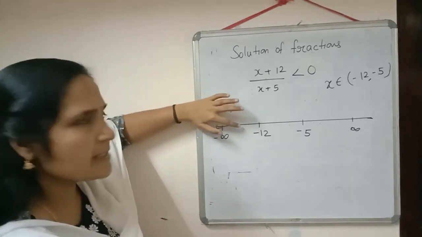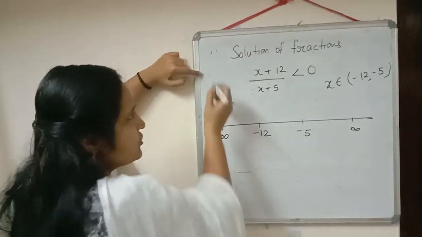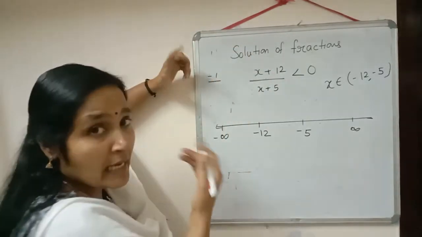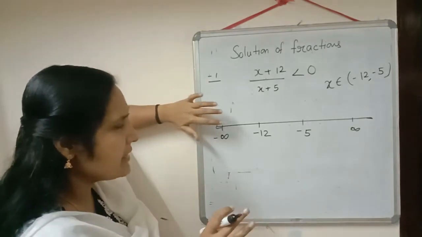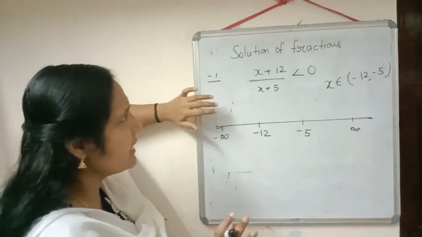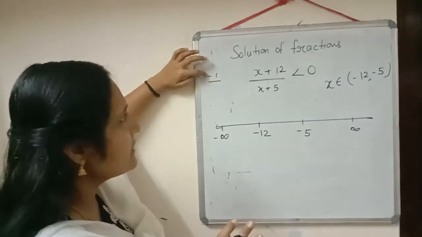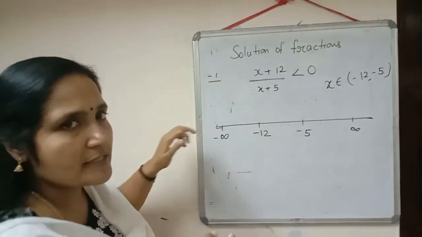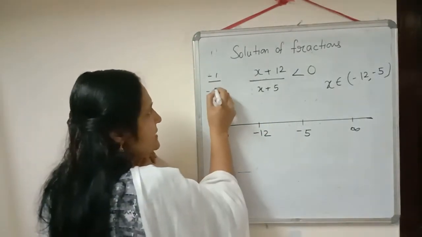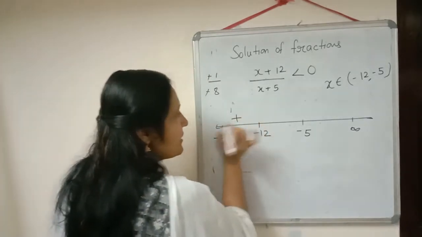Shall we take minus 13? Then what will come? Minus 13 plus 12 will be minus 1. Any number you can take, it depends on you. We are just checking whether the number will come positive or negative. We have taken minus 13 at present. So minus 13 plus 12 is minus 1, and minus 13 plus 5 will be equal to minus 8. So here both negatives get cancelled, and we are getting a positive number here.